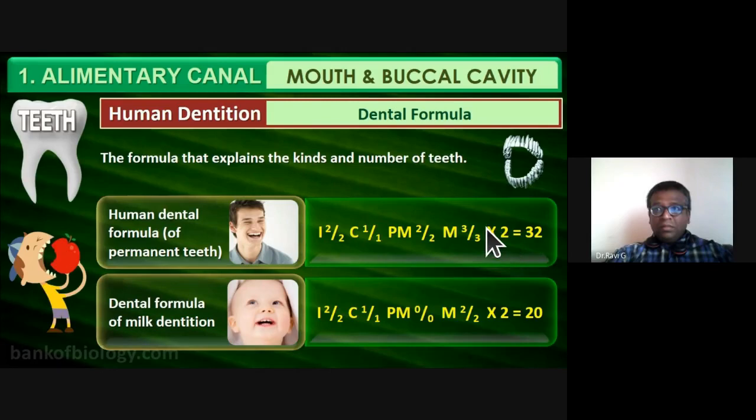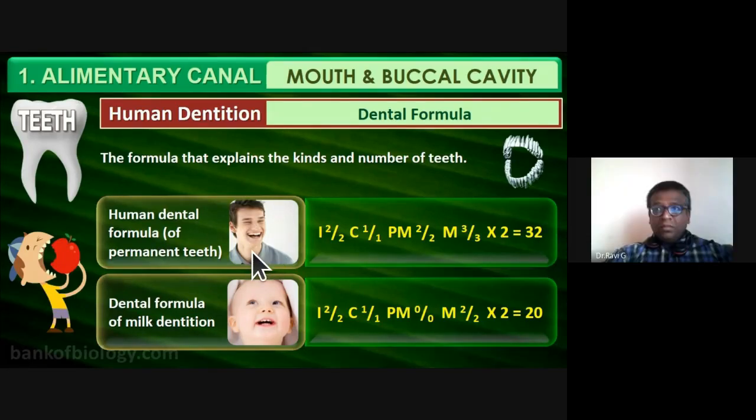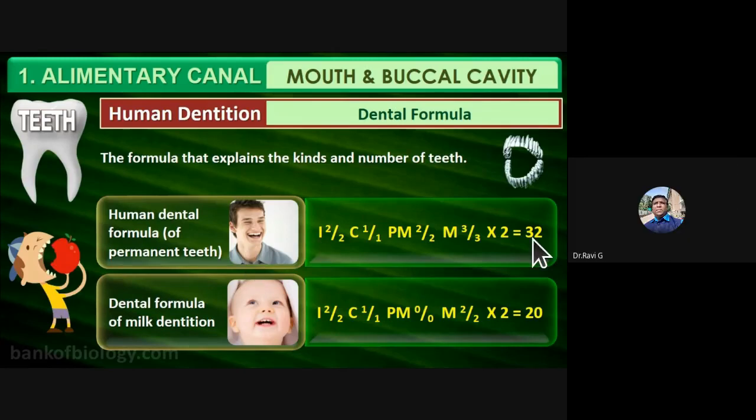For the lower jaw, you have to multiply this by two because we have two jaws, upper and lower. So totally it would be 16 into 2, which is 32. That is how you find out the total number of teeth that we have, and the total number of premolars and molars. I have told you how to calculate it.